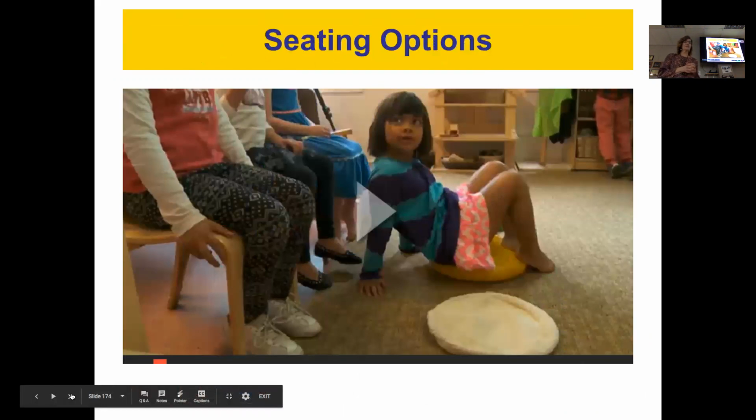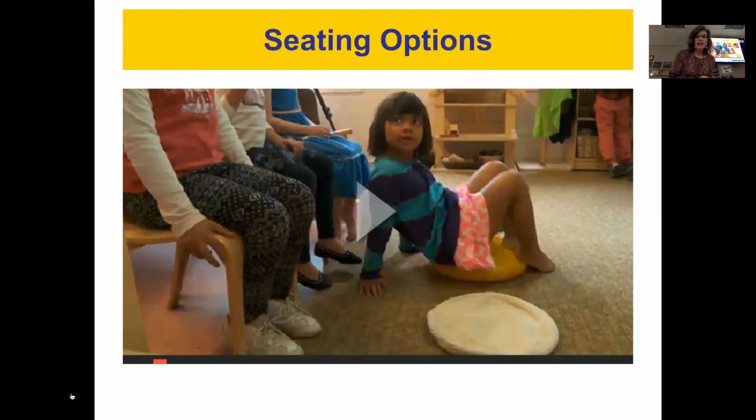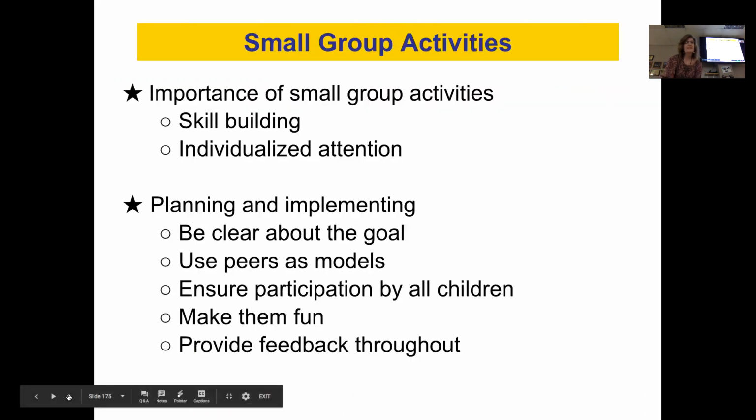Here's an example of a seating option. It kind of looks like a smashed cat bed. Lots of different ways to have seating options.